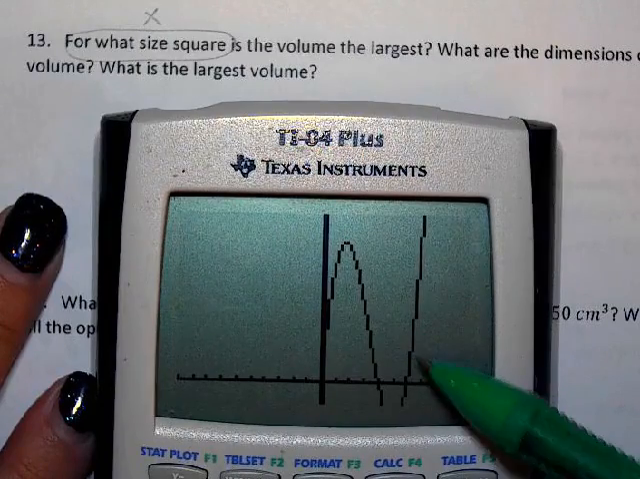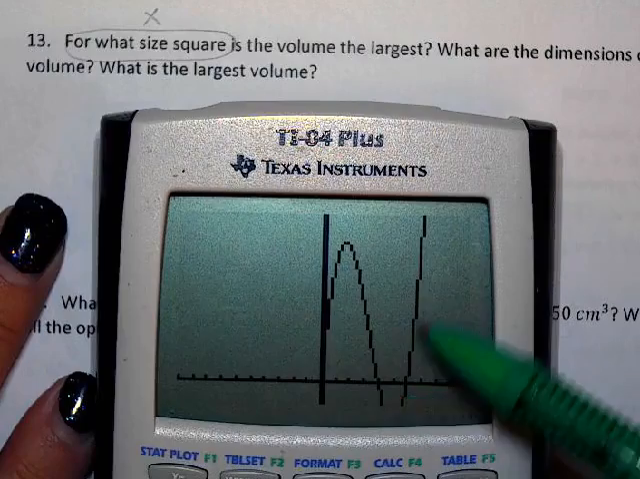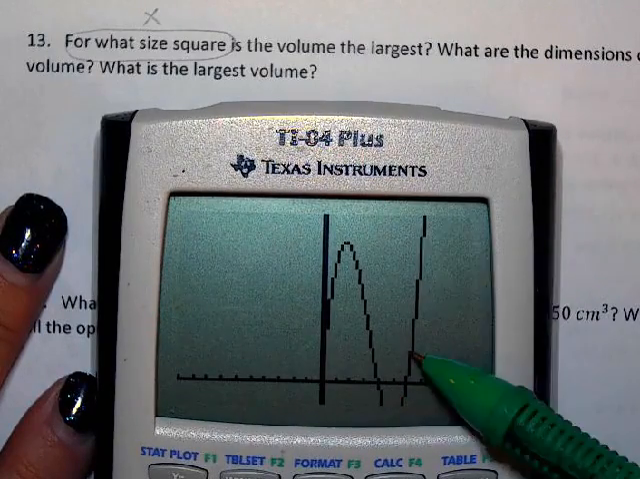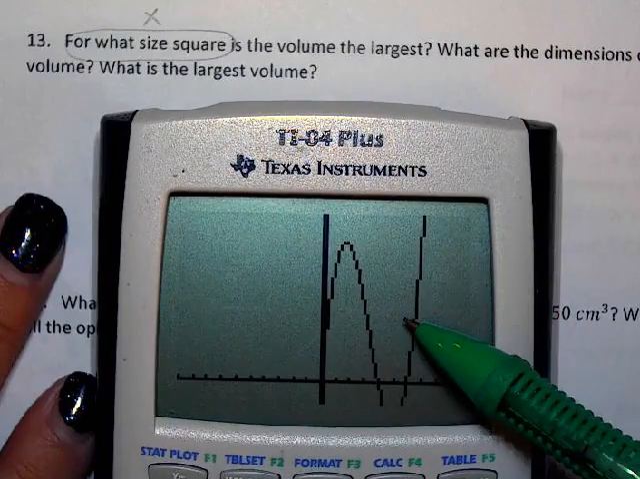All right, so we're going to do volume is the largest. What they're looking for is second trace, number 4. They are looking for the maximum.